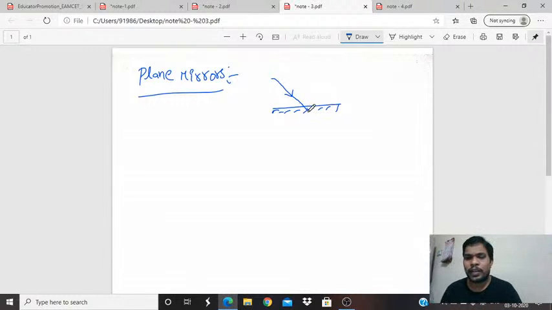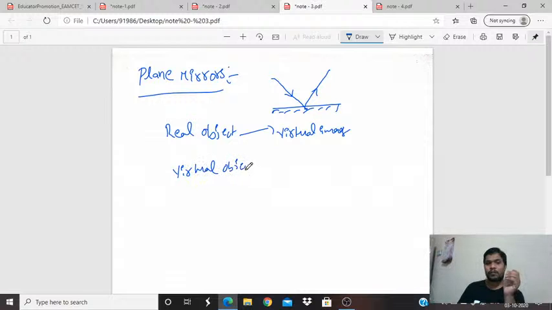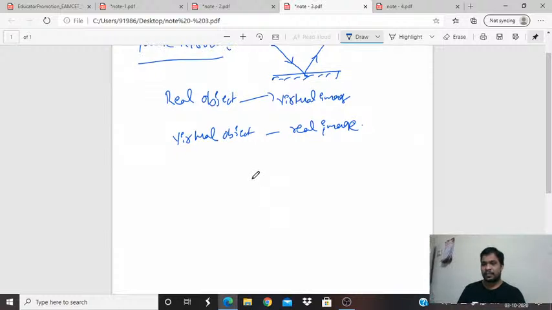Okay. Here on plane mirrors also, when light is incident, it reflects, with angle of incidence equal to angle of reflection. But in case of plane mirrors, if you take a real object, you will get a virtual image. And if you take a virtual object, you will get a real image. So how for a real object we get a virtual image and for a virtual object a real image, we will see that.